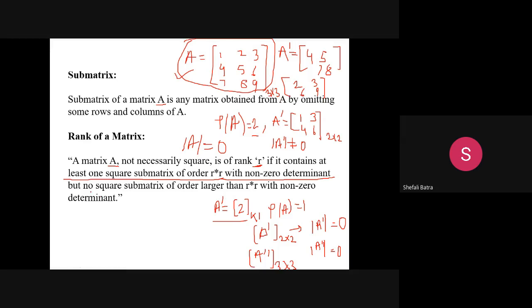In this definition I have written here, no, right? कोई भी स्क्वायर मैट्रिक्स नहीं होनी चाहिए जिसका डिटर्मिनेंट नॉन जीरो हो. तो इट मीन्स इफ यू आर हैविंग ए रैंक 2, it means your matrix is having one submatrix of order 2 cross 2 with non-zero determinant, at least one. एक होनी चाहिए, एक से ज्यादा जितनी मर्जी हो, it's hardly matter. Is this definition clear?